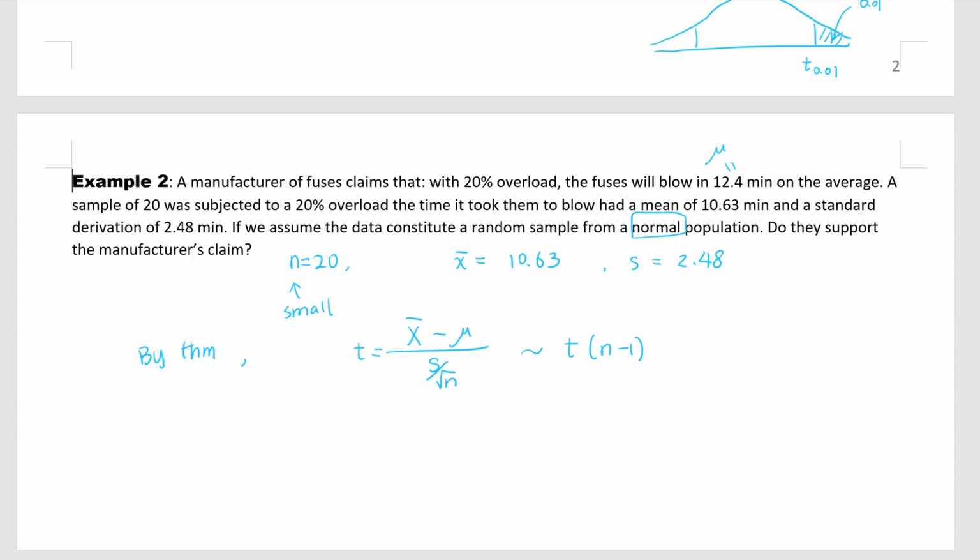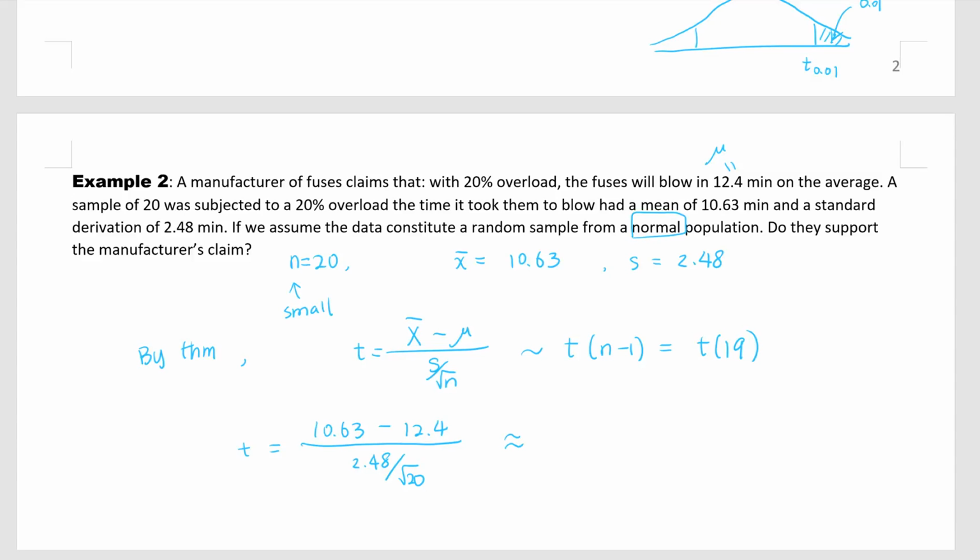Let's calculate. So what's the degree of freedom? Our n is 20, so our degree of freedom is actually 19. Let's calculate our t value. We know our sample mean is 10.63, our claimed population mean is 12.4, over s, which is 2.48 over square root of 20.